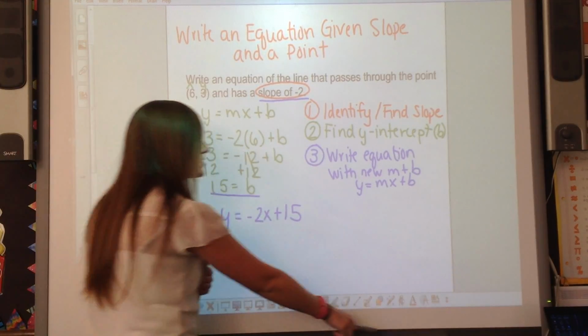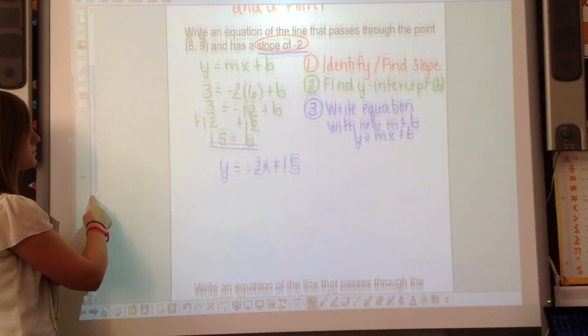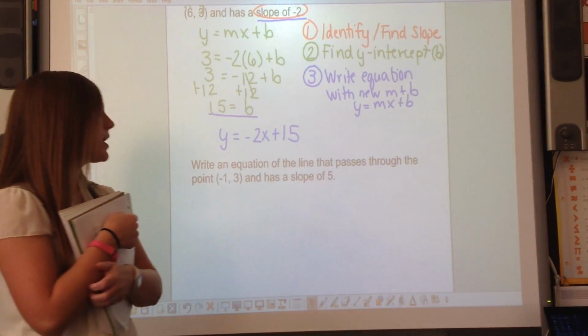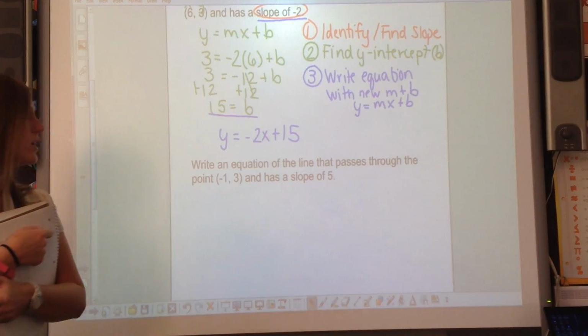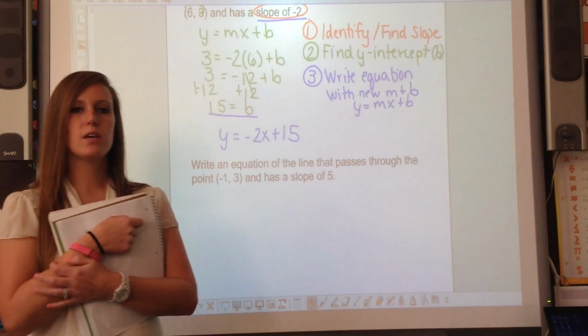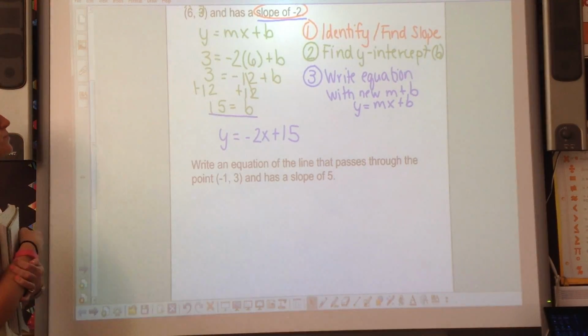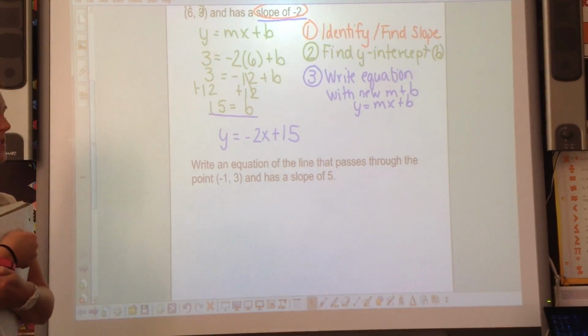Okay. Here's another one. Go ahead and write this down. Write an equation of a line that passes through the point -1, 3 and has a slope of 5. Go ahead, push pause now and try. We're going to walk through this one together.